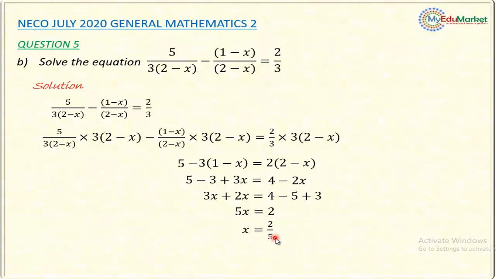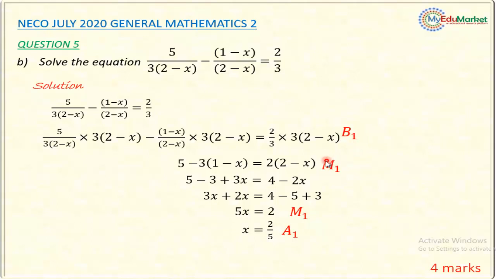So with that I finish answering this question. Next I will give you the mark distribution for this question according to the NECO marking scheme. The mark distribution is as follows. The very first mark is a bonus 1 mark, and that bonus mark is for getting the LCM of the denominators as 3(2 - x).